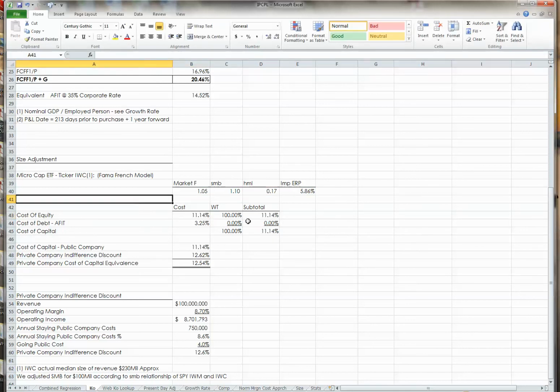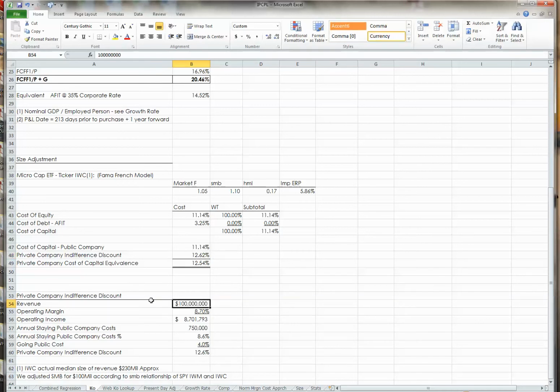11.14%. The components of the IWC have a slightly negative debt to capital ratio, so we just zeroed out debt. Going across means obviously the cost of capital is equal to the cost of equity. Bring that down, and now we're saying, okay, so we know the cost of capital for a $100 million company as if publicly traded. So we want to know the private company equivalent.